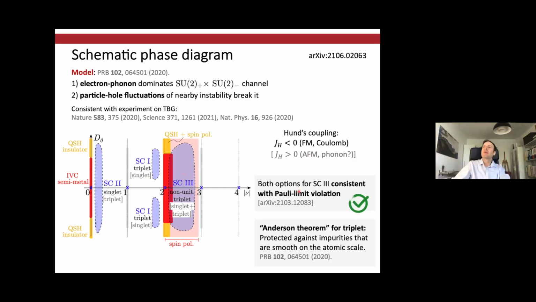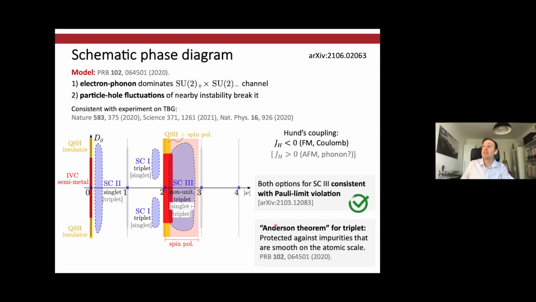And I also would like to point out that, as we discussed in some paper previously, if indeed some triplet state is realized here in the vicinity of this point, it might be important to notice that it has at least some partial protection from some Anderson theorem, despite being a triplet, because it's protected against non-magnetic impurities that are smooth on the atomic scale.